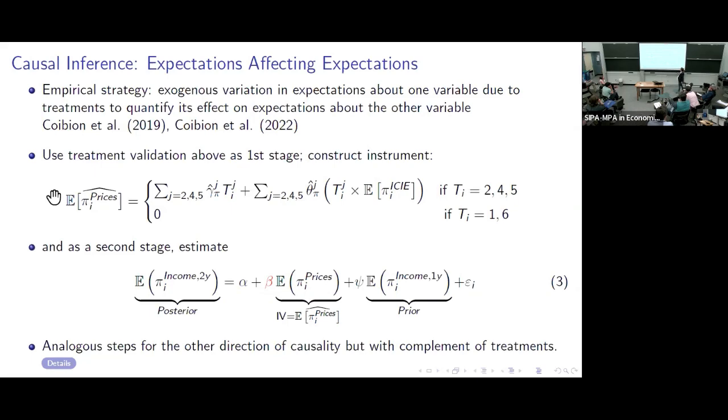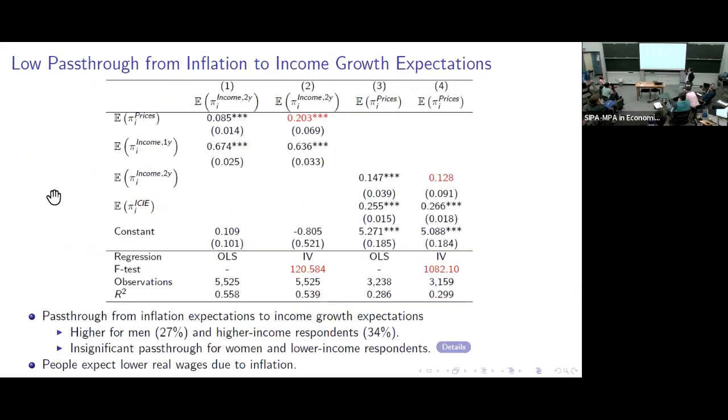What are we going to find? This is maybe the punchline slide of the paper. Focusing again on columns 2 and 4, the effect going from inflation expectations to income growth expectations is statistically significant. It's about 0.2, so we're significantly away from unity. Then interestingly, going into column number 4, the coefficient is not negligible, but it's statistically insignificant.